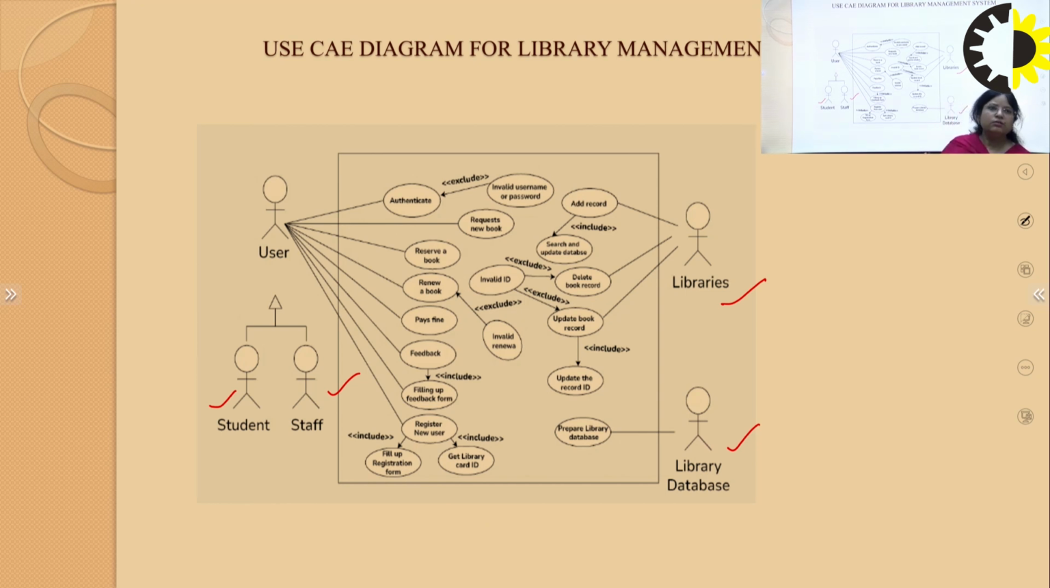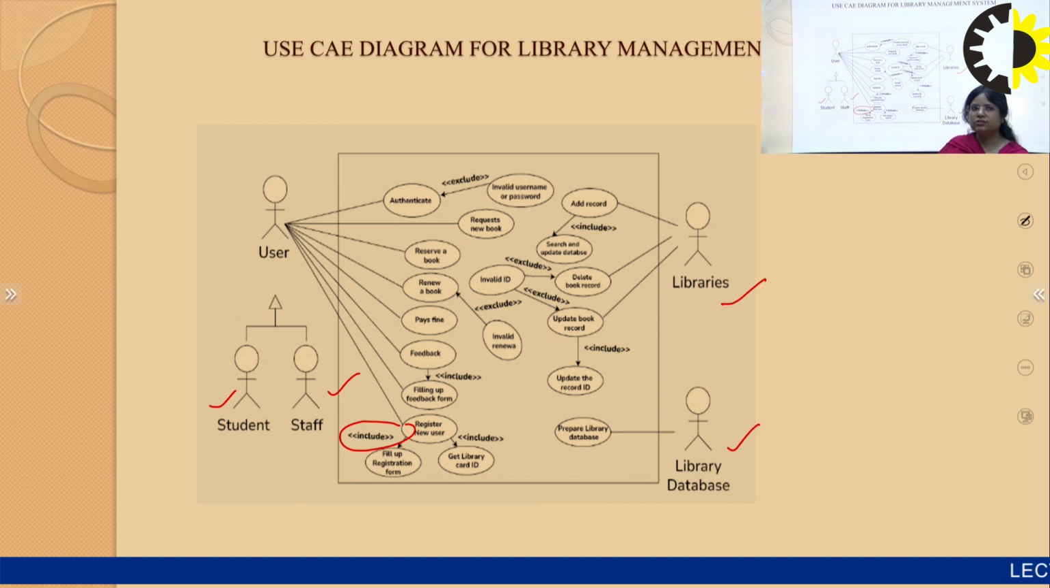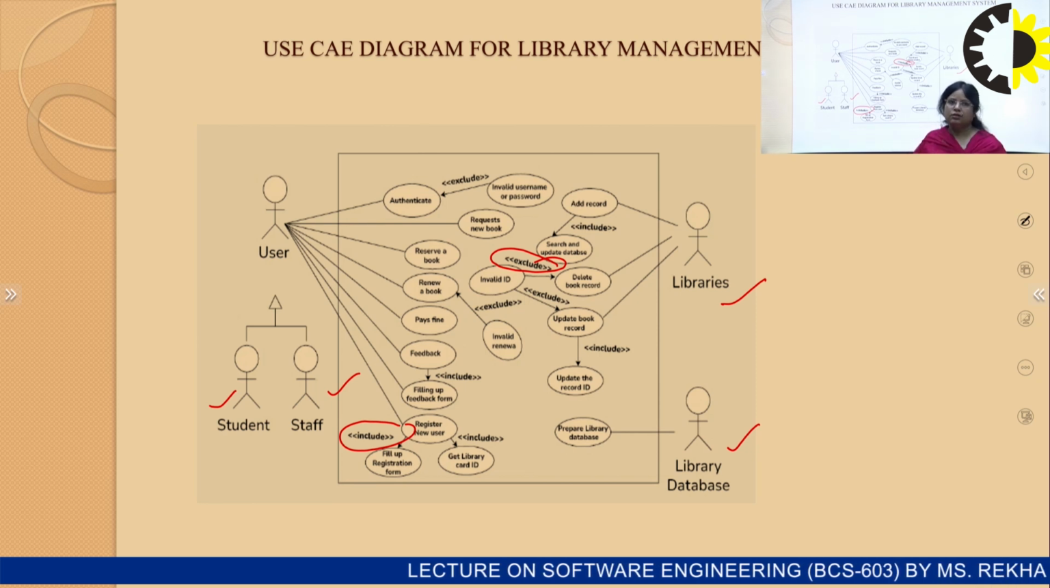So we need to identify what is going to be included in the use case and what is going to be excluded, or you can say extended, from the use case. The include option is used to show the mandatory use cases which are going to be called when some use case is called, and the exclude, or you can say extend, keyword is used to show the optional use cases.